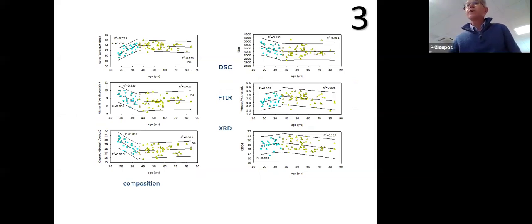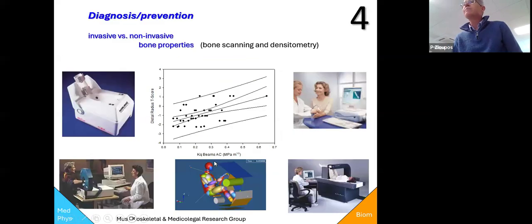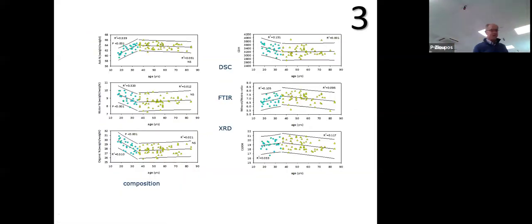So if you look here, for instance, this is the mineral content, the water content, and the organic content of the same bones. You can see the same effect. And if you look here, this is DSC, FTIR, XRT, the same. And if I'm lucky, I have measurements of microporosity, intracortical porosity of these sections. And the people are bunched up right and left of 35 in 2 groups. So really something happens there.